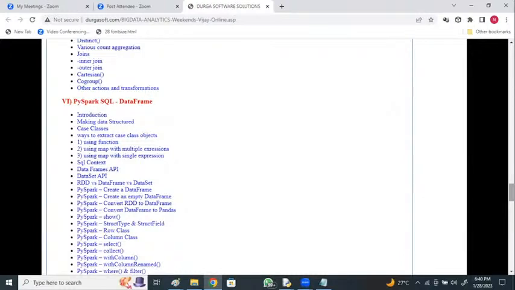And what about Delta Live Tables? No, that is not covered here. Okay, thanks. Any other queries, anyone?